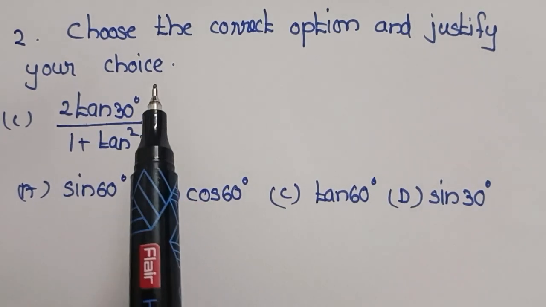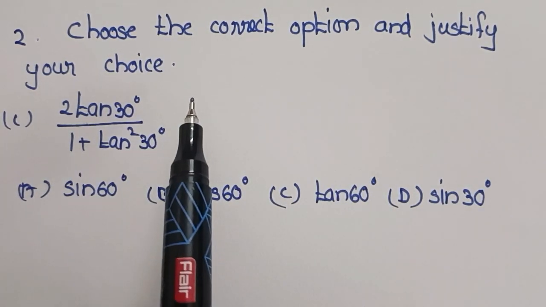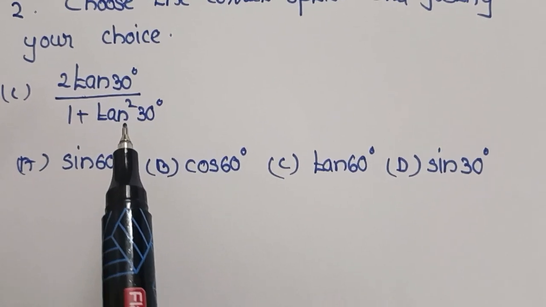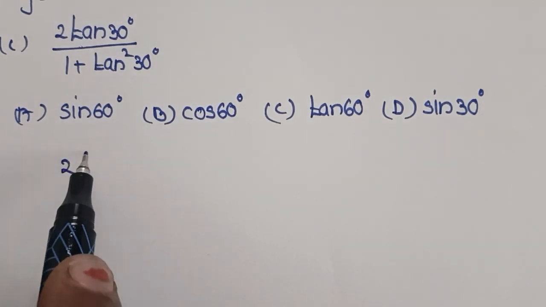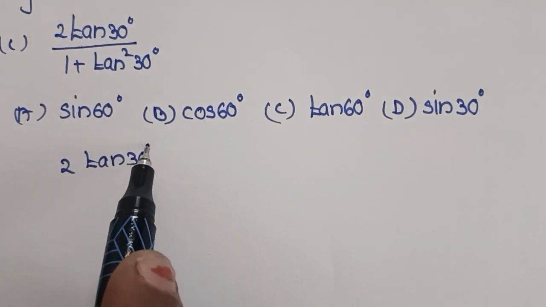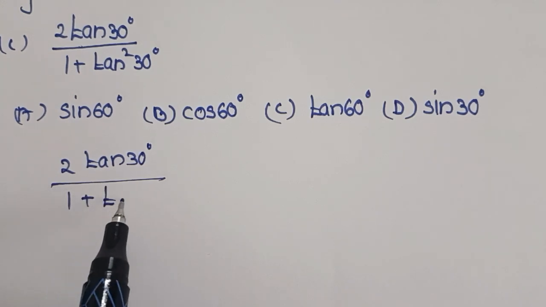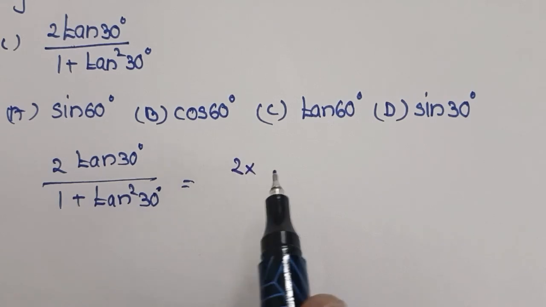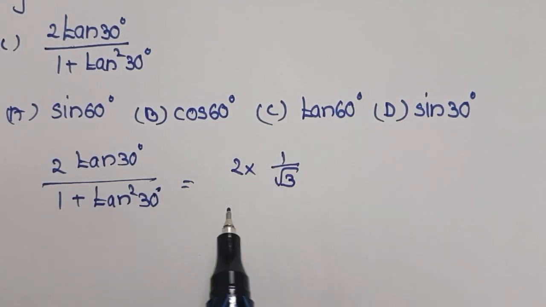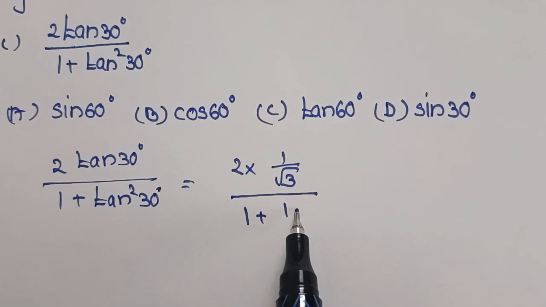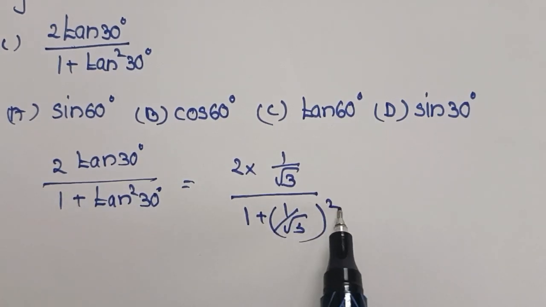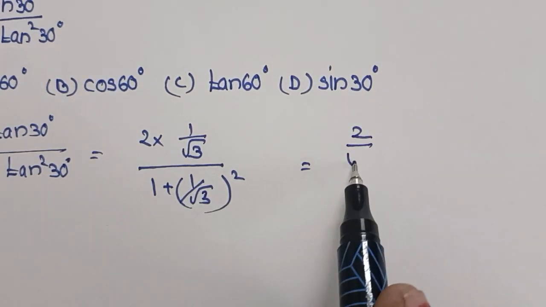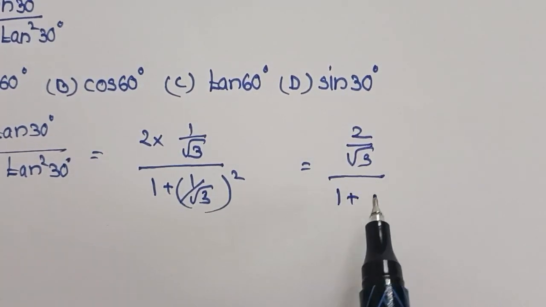Second question. Choose the correct option and justify your choice. First one: 2 tan 30 by 1 plus tan square 30. The question is 2 tan 30 degree by 1 plus tan square 30 degree. Tan 30 equal to 1 by root 3, isn't it? So it is 2 into 1 by root 3 by 1 plus 1 by root 3 the whole square.